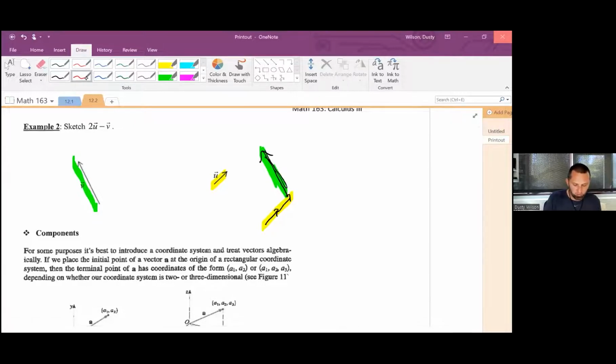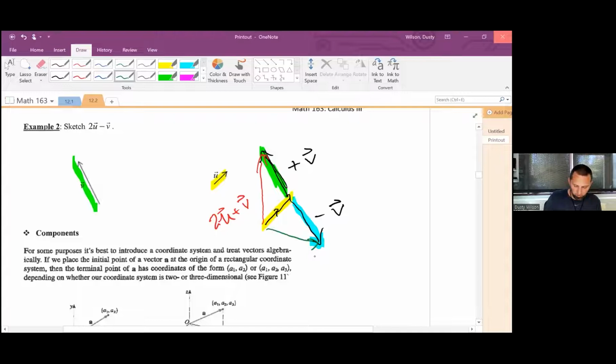And the sum here will be the 2u. Well, this is 2u plus v. And if we wanted to go 2u minus v, we would just add on a negative v. Here's plus v. Here would be negative v. And so here would be 2u minus v, which is what we were asked for.